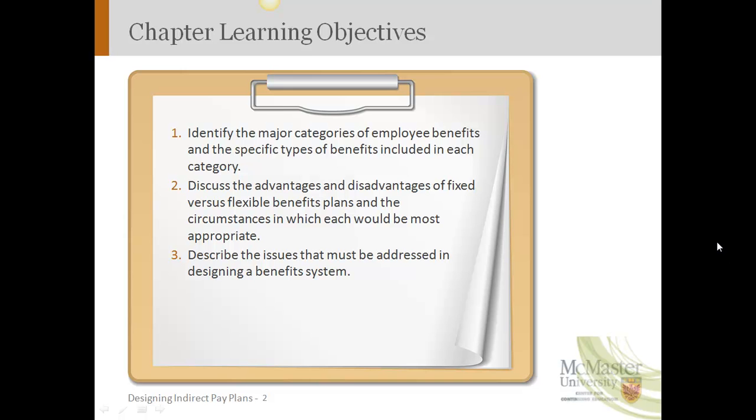So here in this chapter we're going to look at major categories of benefits and specific types of benefits included in each category, discuss some of the advantages and disadvantages to fixed, semi-fixed, and flexible plans, and look at some of the issues that we have to address when we as HR professionals are designing an employee benefit system.